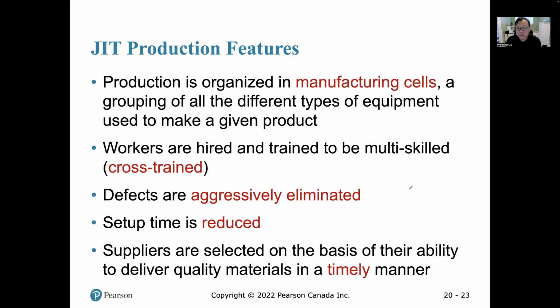Production is organized in manufacturing cells, a group of all different types of equipment used to make a given product. Workers are hired and trained to be multi-skilled, right? They can do different job tasks. Defects are aggressively eliminated, right?